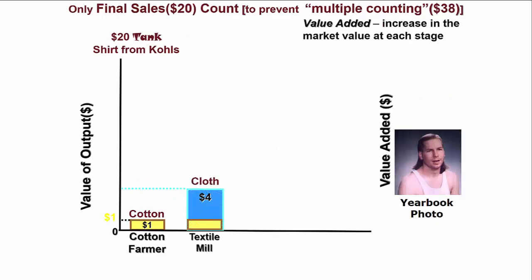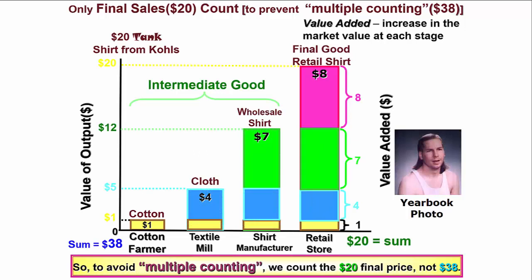Here's an example of that. If Kohl's is selling these designer tank tops, they're basically buying a shirt and then selling the shirt to you. And when you buy the shirt, it's $20. That's what gets added to GDP. But before you bought the shirt, there was a shirt wholesaler. There was a textile mill that did some production. There was a cotton farmer. Anyway, if you were to add the $1 that the farmer produced and then the $5 that the textile mill sold the cloth to the shirt manufacturer at, and the $12 that the shirt manufacturer sold it to Kohl's for, and then the $20 that you bought it for, it would add up to $38.